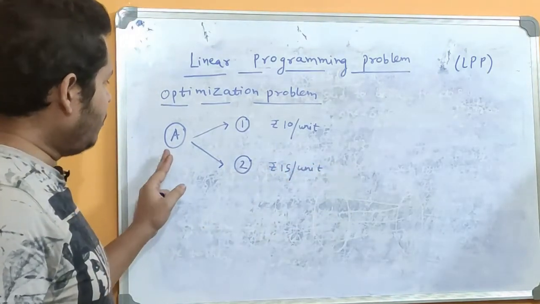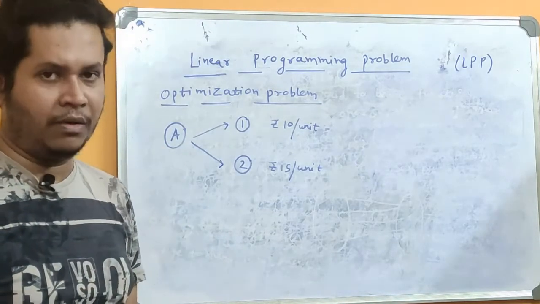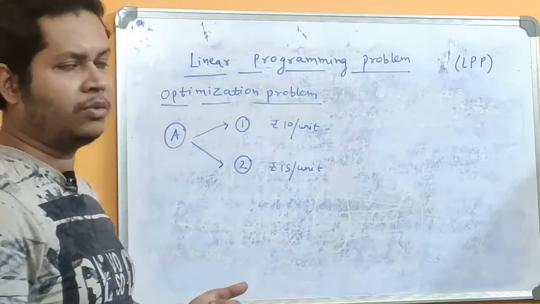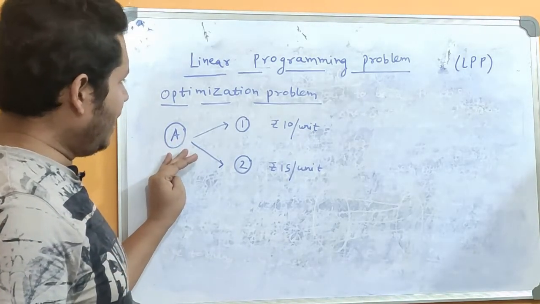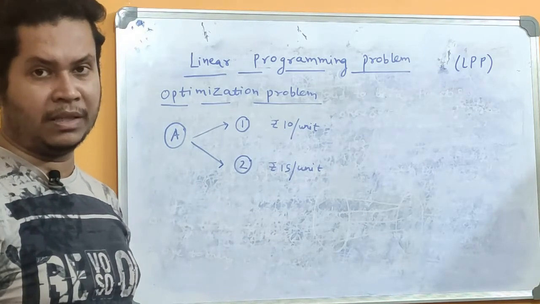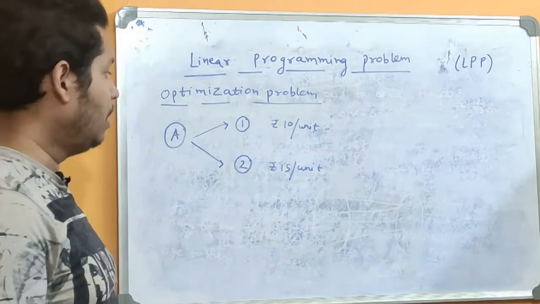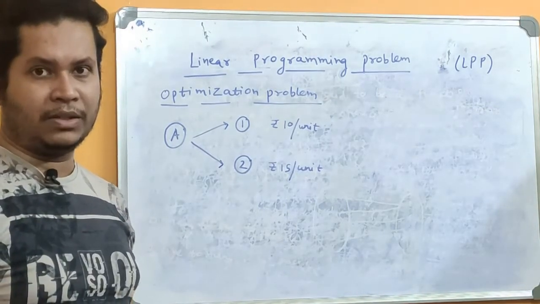Now the target of this person A is to maximize his profit. Obviously, he is doing a business, so his target will be to maximize the profit. But there are a few things that you need to sort out. There must be conditions, as he has some limitations as well.